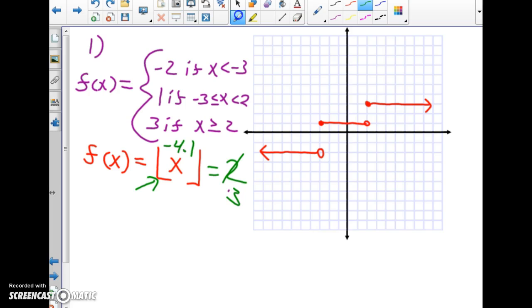Negative 4.1. What's the least greatest integer for negative 4.1? Negative 5. Whoever said that, you're right. It's negative 5. Okay? Now, if you're getting confused, I don't understand what's happening.